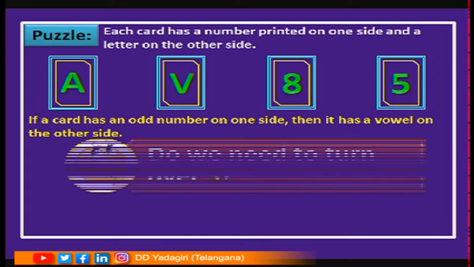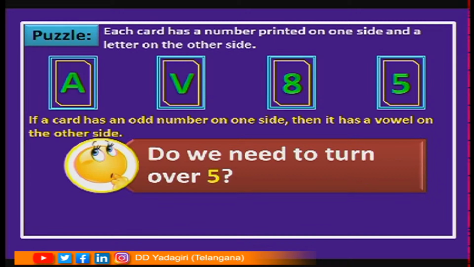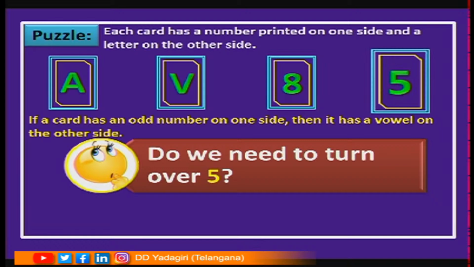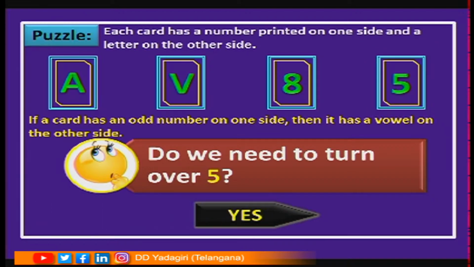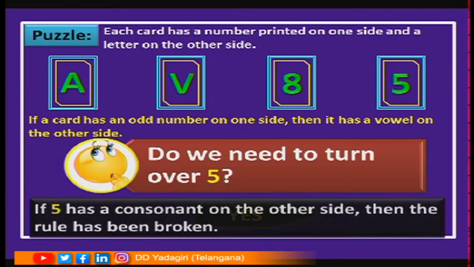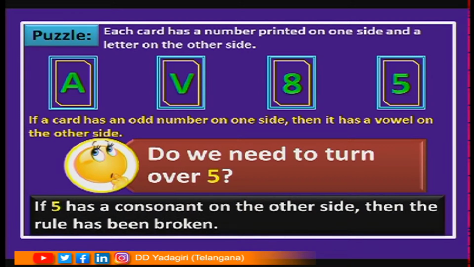Now, we are left with only the last card, that is 5. Now, children, do we need to turn this card also? Yes. Why again? As per the statement, 5 is an odd number. When you turn the odd number, on the other side there should be a vowel. So, if you turn this card 5, definitely there should be a vowel. Instead of a vowel, if there is a consonant, that means the rule will be broken.